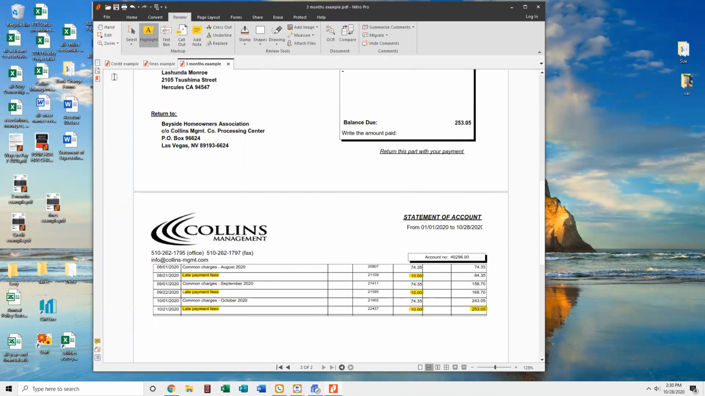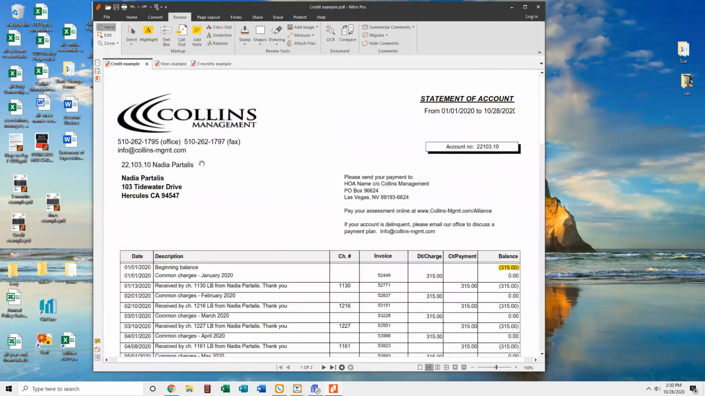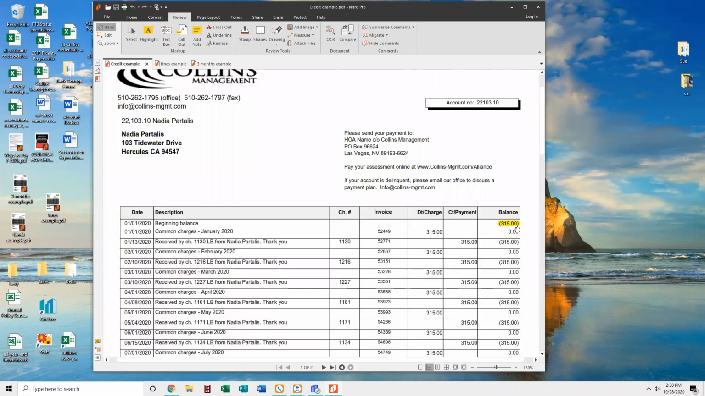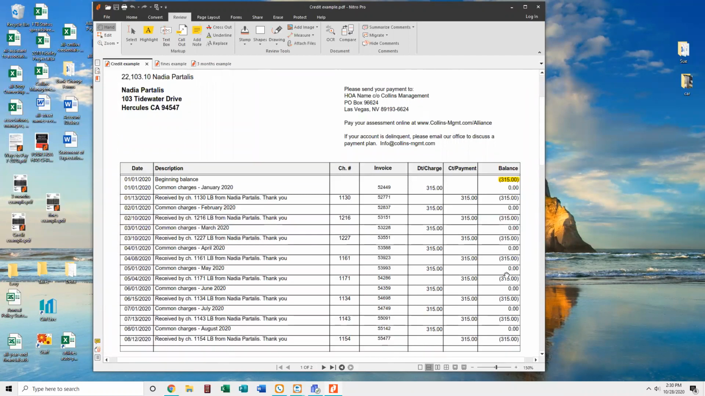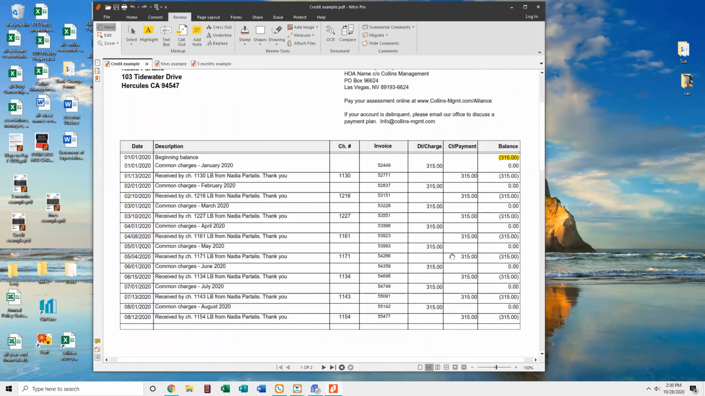Let's look at somebody who has a credit. So this person started the year with a credit. So anytime you have brackets like this around a number, that's a credit in the balance column. So it looks like they started the year with a credit. They probably didn't know that, although their ledgers do get sent to them.